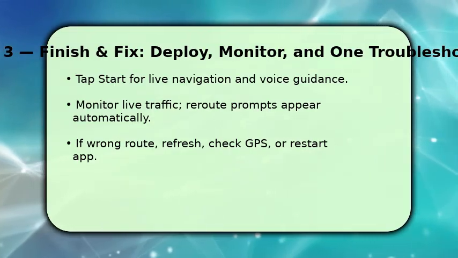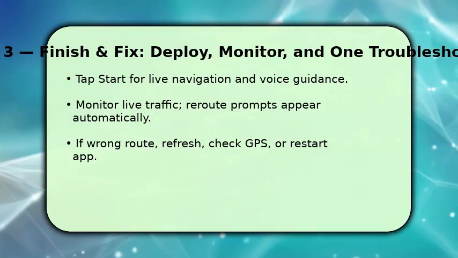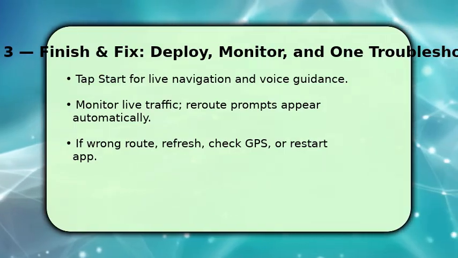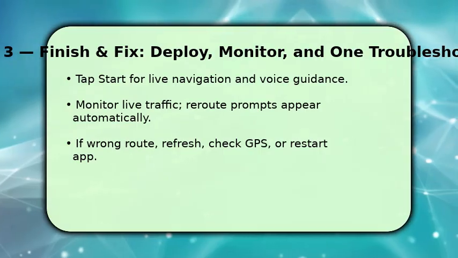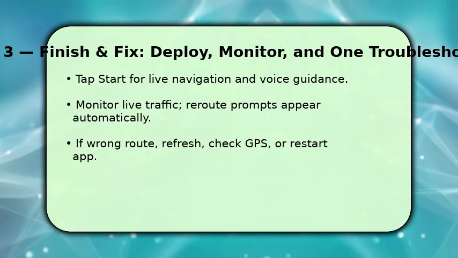Make sure your mobile data and GPS stay enabled and mount your device safely. If the app picks a suboptimal path, refresh the route, toggle Avoid Options, or restart the app. This typically resolves GPS or caching errors and restores the true fastest route.